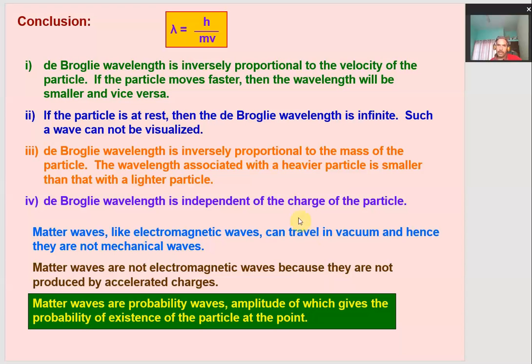It can also be concluded that the de Broglie wavelength is independent of the charge of the particle. So each and every particle, whether it is charged or not, can have a de Broglie wave associated with it.